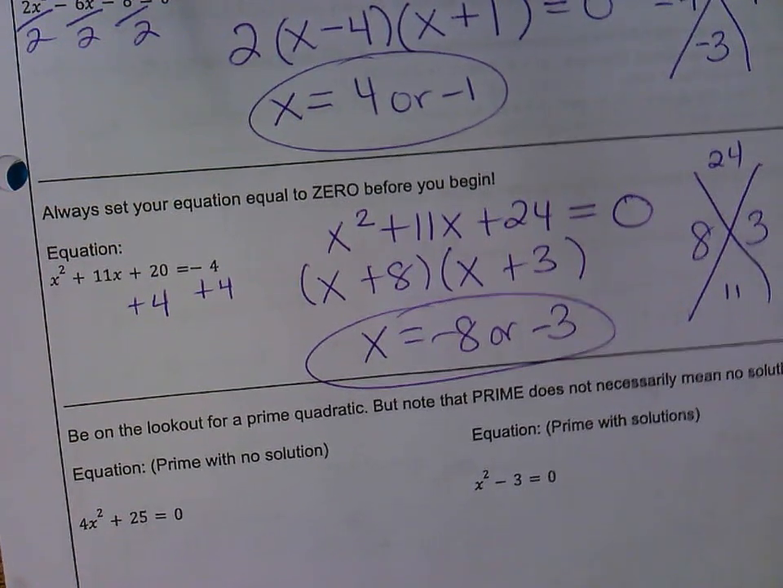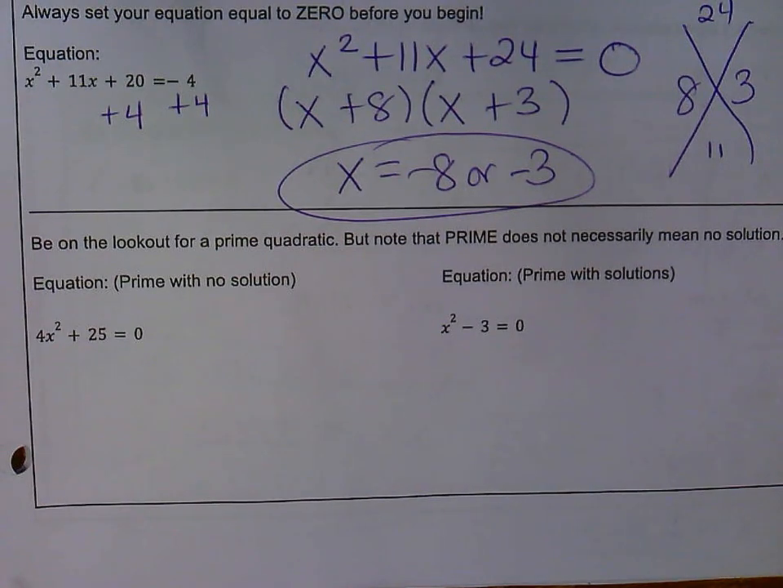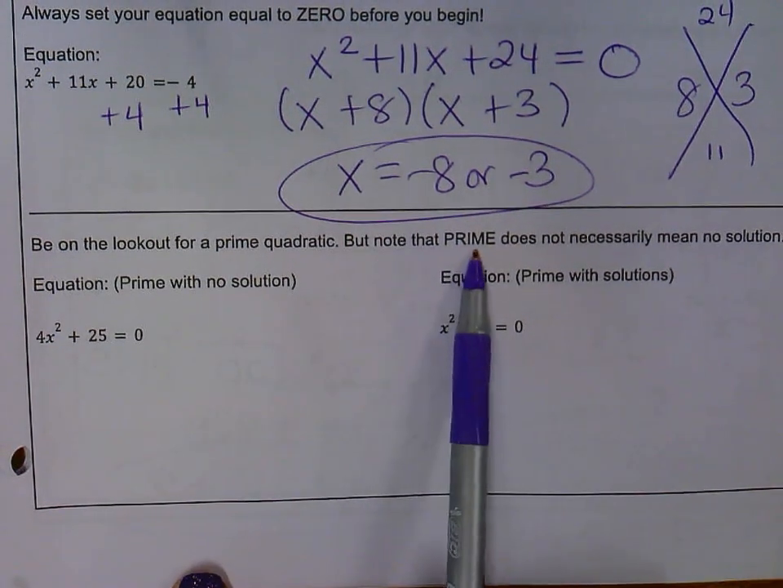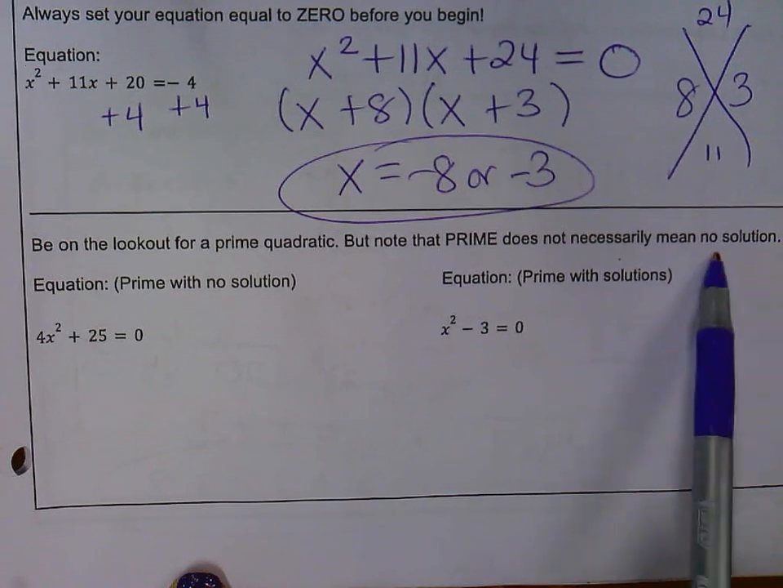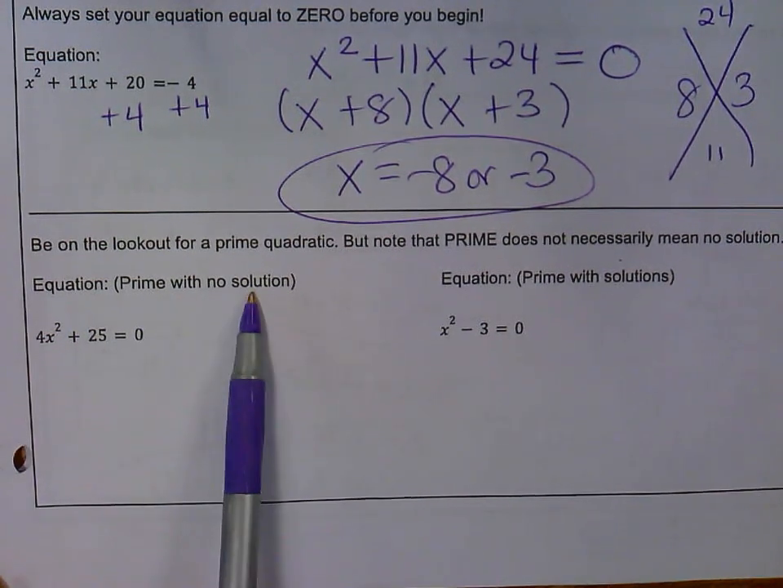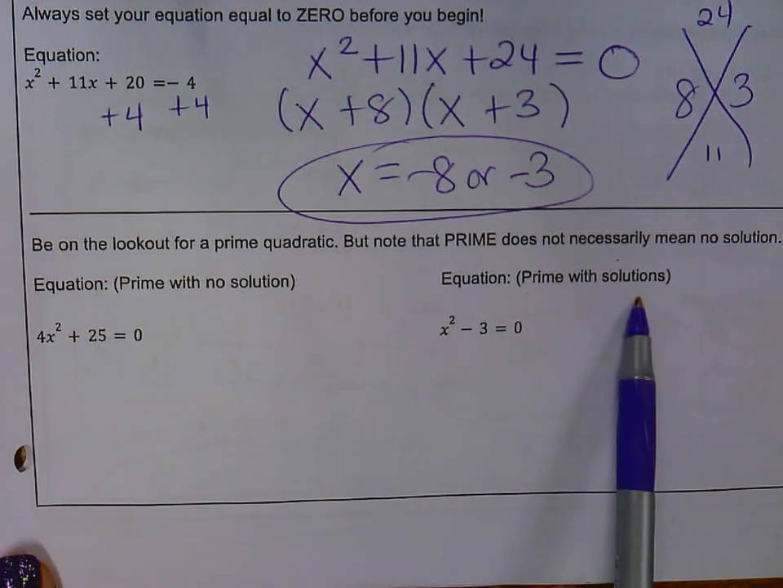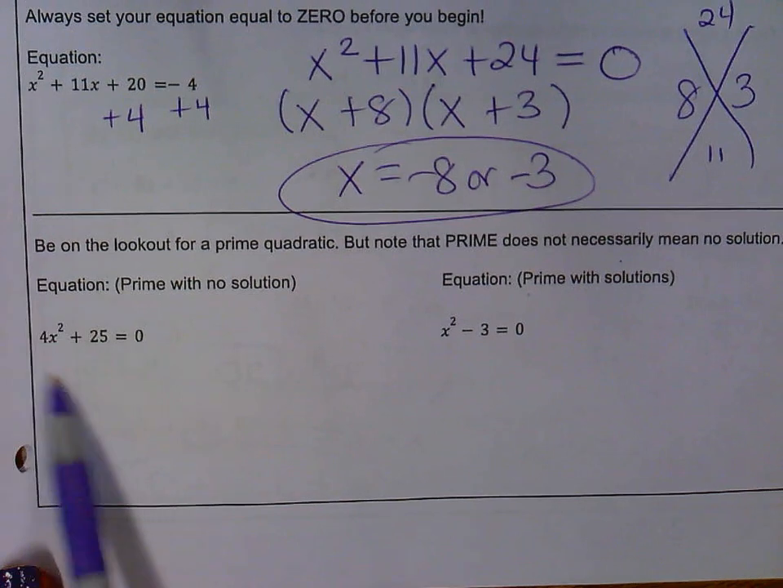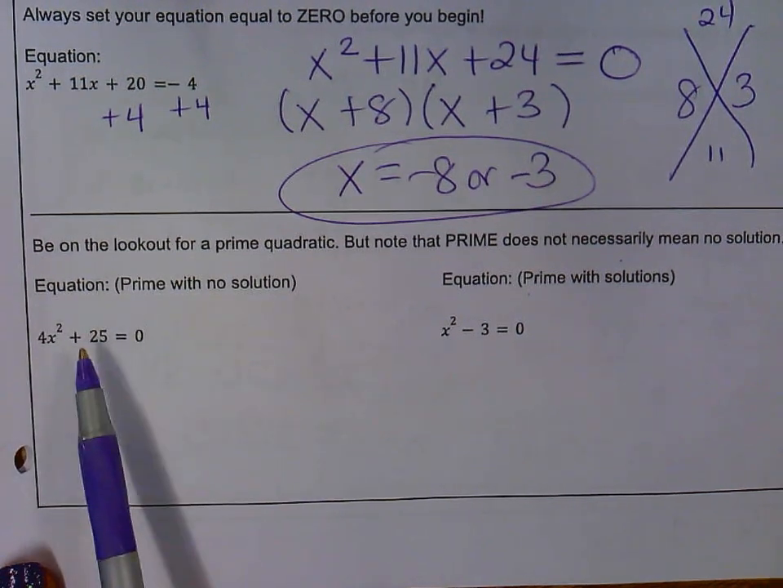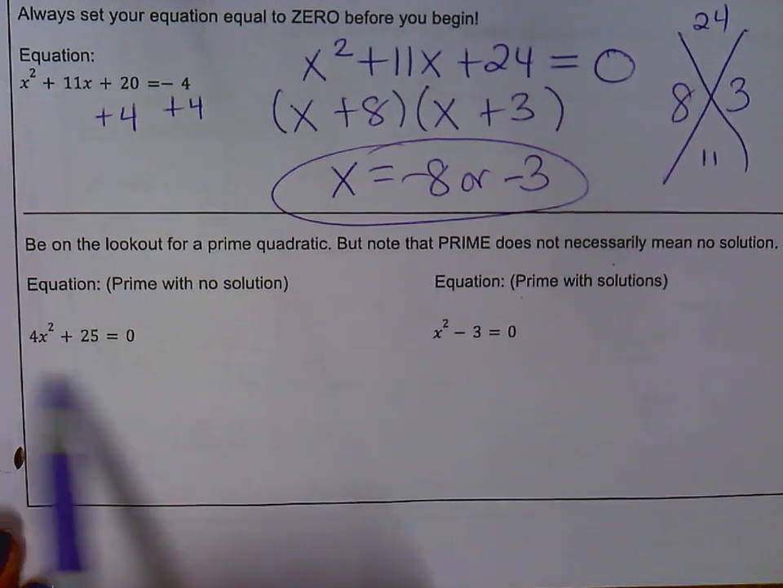All right, and then I said be on the lookout for a prime quadratic. But note, prime does not necessarily mean no solution. Here's an example that is prime with no solution. Here's an example that's prime with a solution. I can't factor that, right? So it's prime, meaning that it's not factorable, but let's solve using square roots.